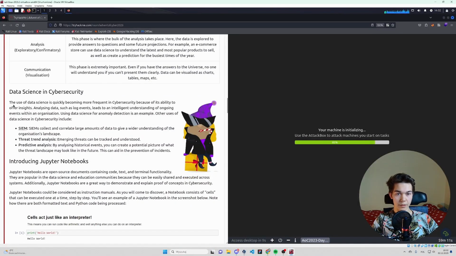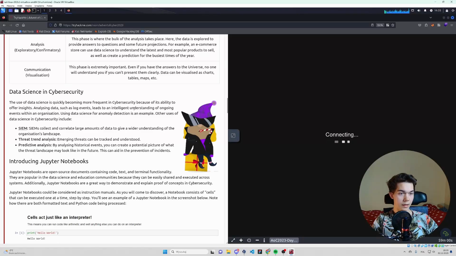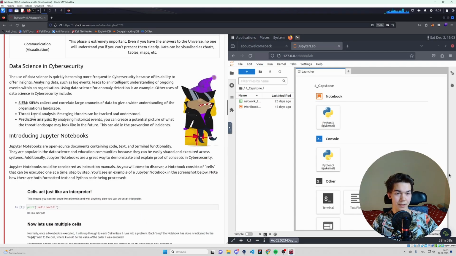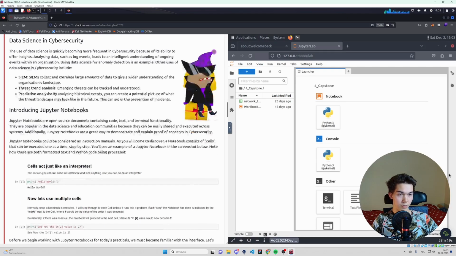Next thing, data science in cybersecurity. The use of data science is quickly becoming more frequent in cybersecurity because of its ability to offer insights. Analyzing data such as log events leads to an intelligent understanding of ongoing events within an organization. Using data science for anomaly detection is an example. Other uses include SIEM, which collects and correlates large amounts of data to give a wider understanding of the organization's landscape. Threat trend analysis: emerging threats can be tracked and understood. Predictive analysis: by analyzing historical events, you can create a potential picture of what the threat landscape may look like in the future. This can aid in the prevention of incidents.